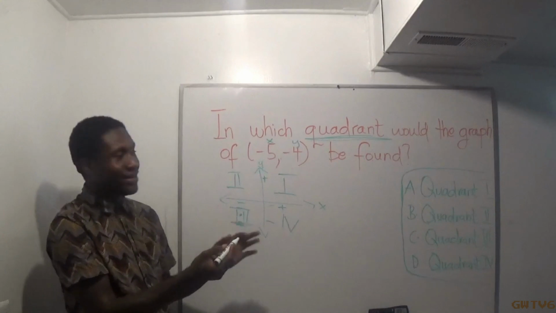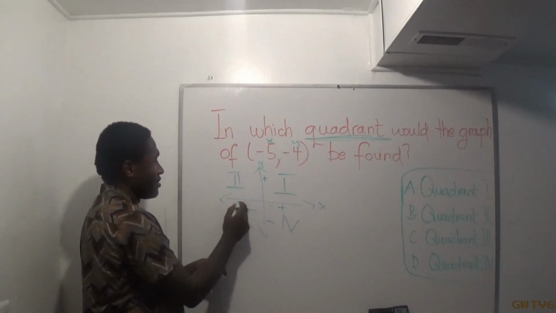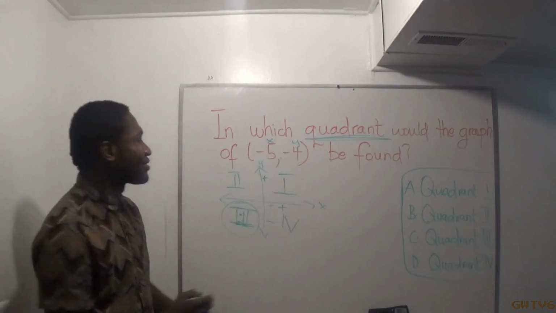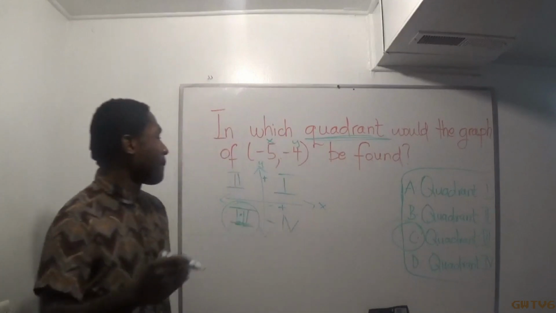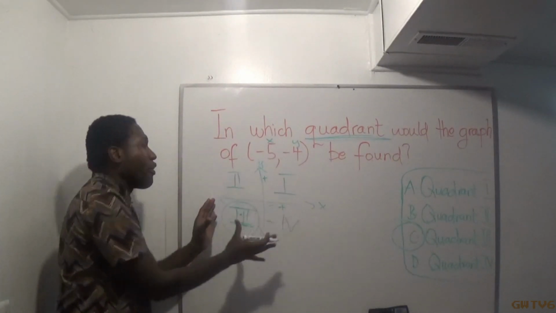Which quadrant is it in? Quadrant 3. That is why you're going to say the answer is quadrant 3. And that's it. So it's very important you know how the graph works.